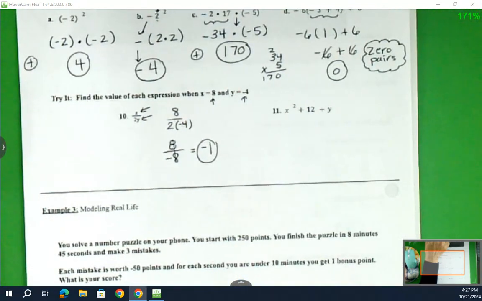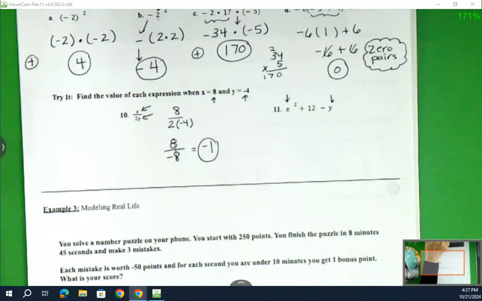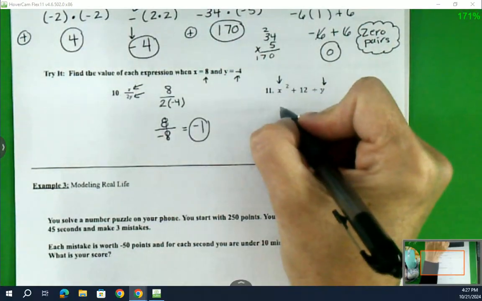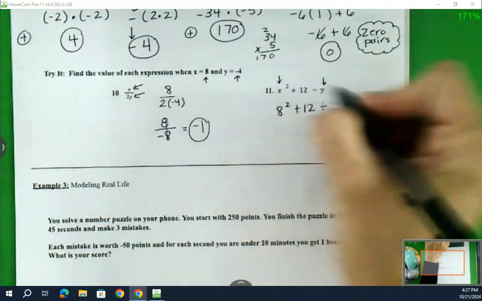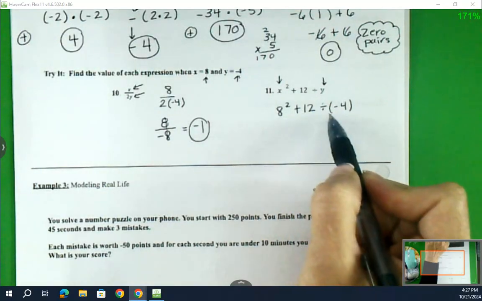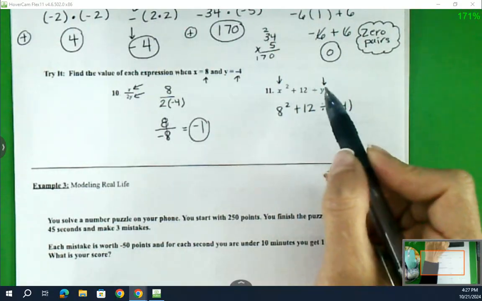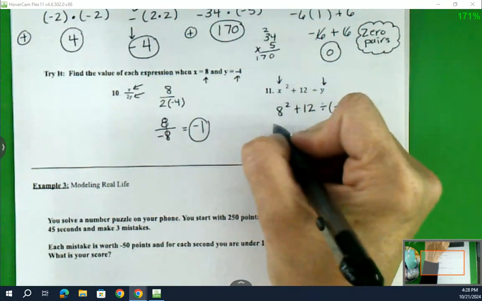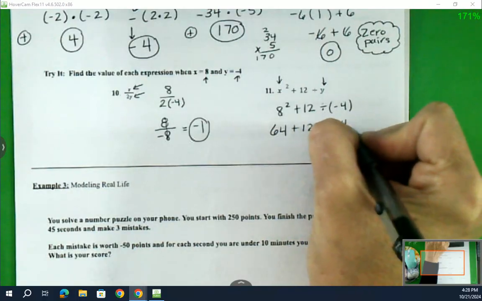Okay, for number 11, again, we're going to plug in numbers. If you want to pause this video and try it on your own and then check, you can. All right, we have x squared. X squared is going to be replaced with 8 squared plus 12 divided by -4. Before we can add, we have to divide, but we're going to take care of this exponent. In PEMDAS, we take care of exponents. So 8 squared means 8 times 8, which is just 64, plus 12 divided by -4.